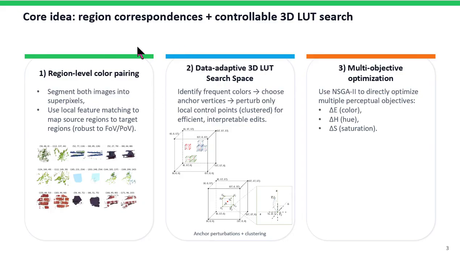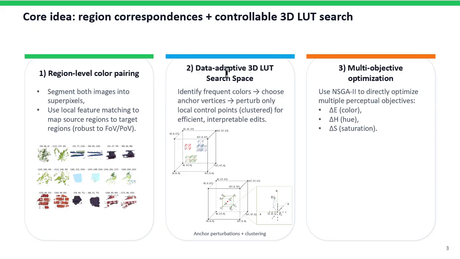The core idea of the proposed method is region correspondences plus a controllable 3D LUT search. First, the region level color pairing. We segment both images into superpixels and then use local feature matching to map the source regions to target regions, so that we create robust color pairs under FOV and POV changes.